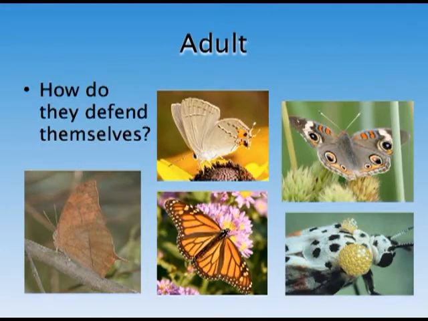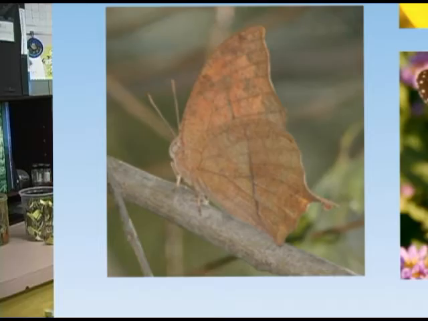So now the adult. How would the adult defend itself? Well, you'll notice it's got a lot of the same tactics or strategies that the larva has. So this dead leaf is actually a butterfly with its wings folded up, sitting on the twig, and so it's mimicking a leaf very well.